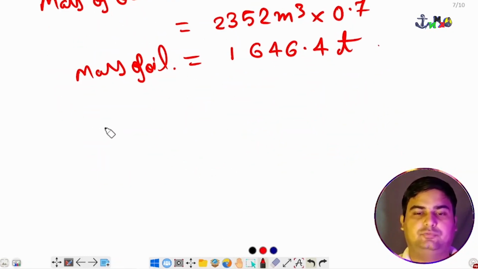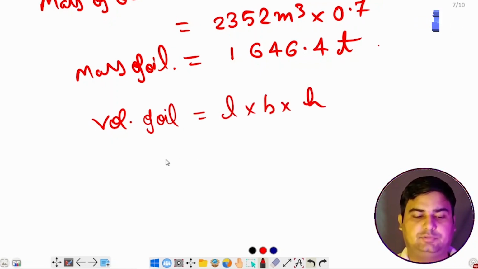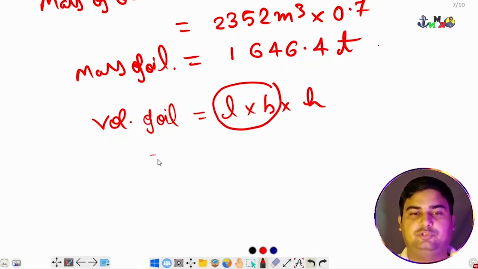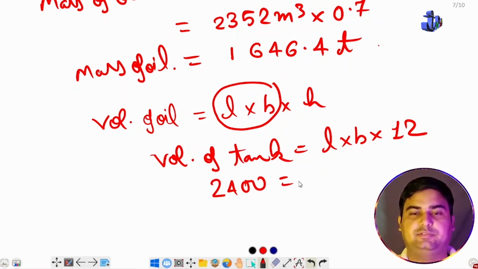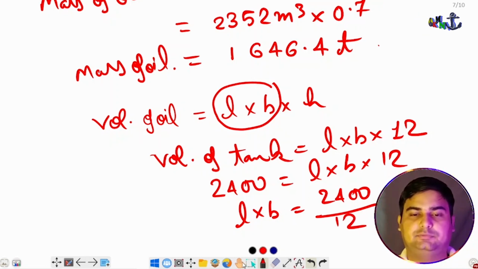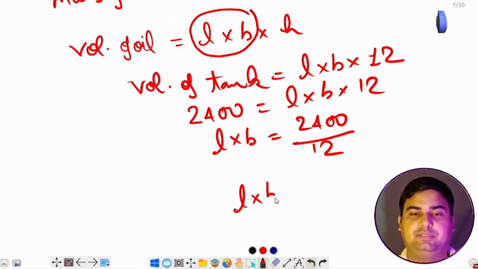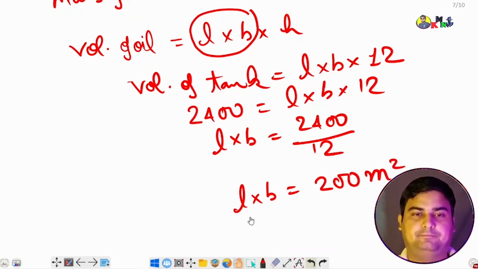So we know volume of oil will be L into B into H. So for this we need to find out L into B. So as we know, volume of tank is equal to L into B into 12. 2400 is equal to L into B into 12. So L into B will be equal to 2400 divided by 12. So the value of L into B is equal to 200 meter square. This we are going to use.